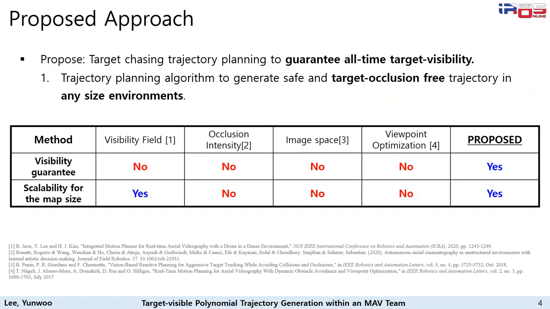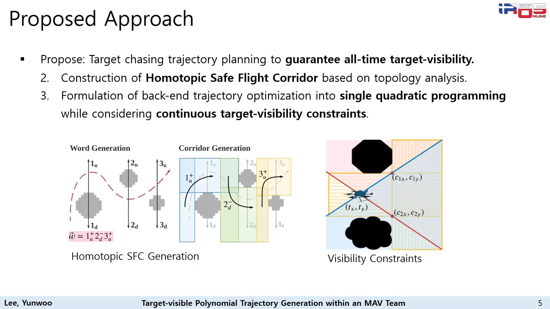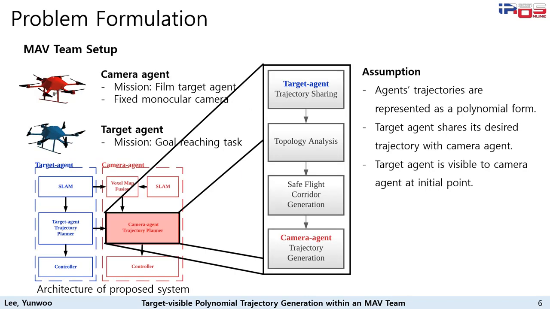In this presentation, we propose a new target tracing trajectory planning algorithm. Our planner always guarantees all-time target visibility and can be used regardless of the size of the map. As mentioned earlier, our planner makes same-topology safe flight regions with targets, and we call them homotopic safe flight corridor. Also, we eventually generate a piecewise polynomial trajectory that ensures that the target visibility is always guaranteed through only one quadratic program optimization.